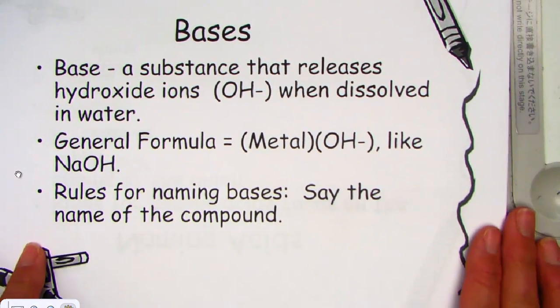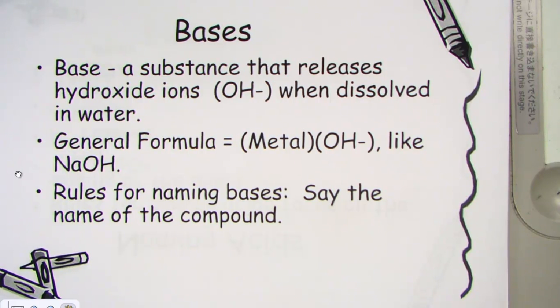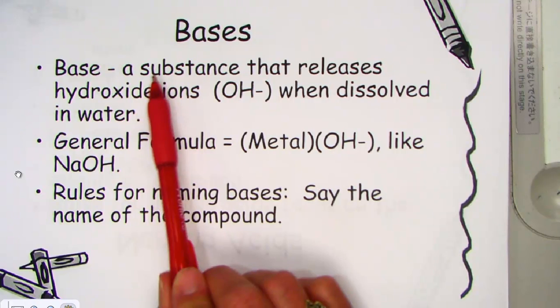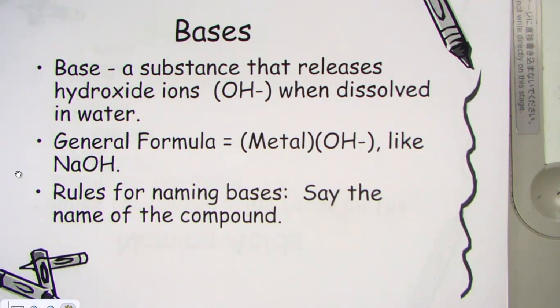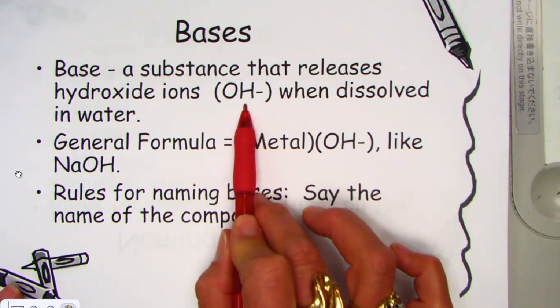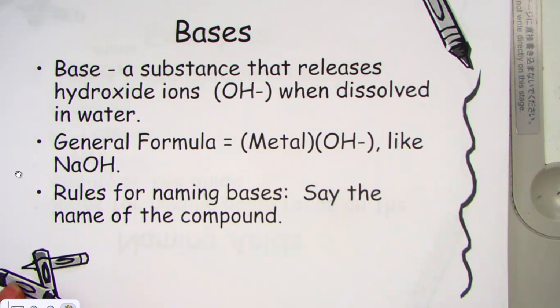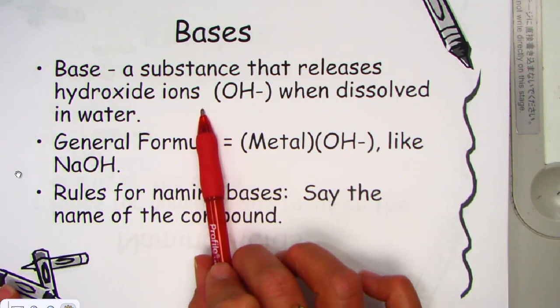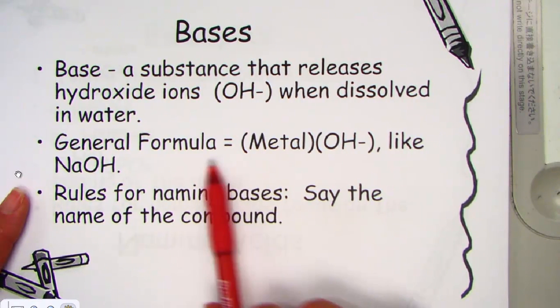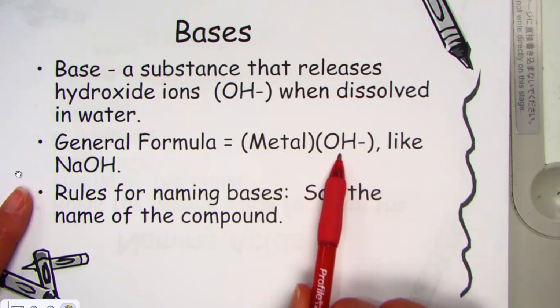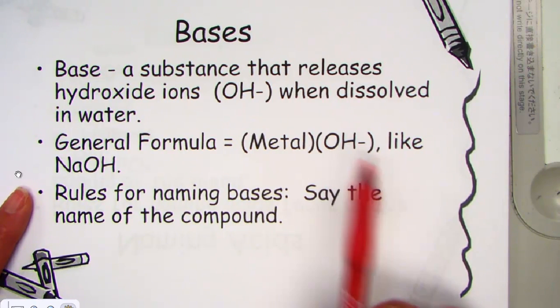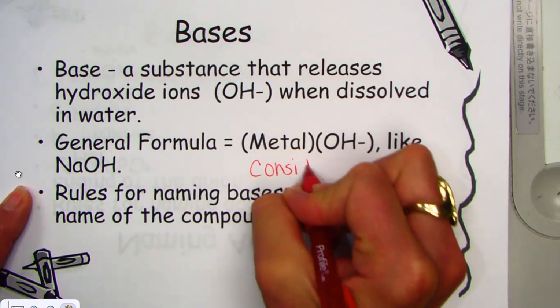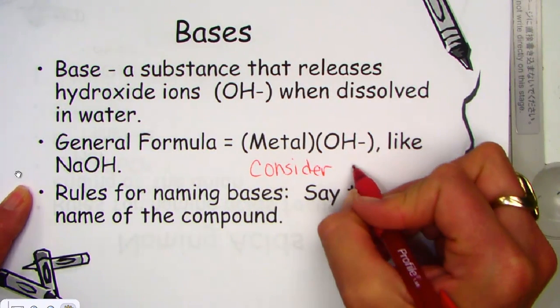What about bases? Bases, of course, are opposites of acids. Completely different chemical properties, completely different ends of the spectrum on the pH scale. We'll define a base in our notepad as any substance that releases hydroxide. And remember, that's our polyatomic ion OH, and it carries a -1 charge. Hydroxide ions are released when we place them into water. They have a general formula of some metal ion hooked to the negative polyatomic hydroxide. And just remember, consider charges when you're writing formulas for bases.